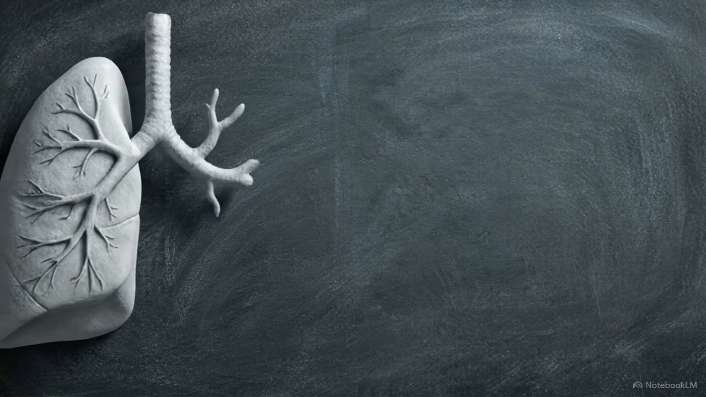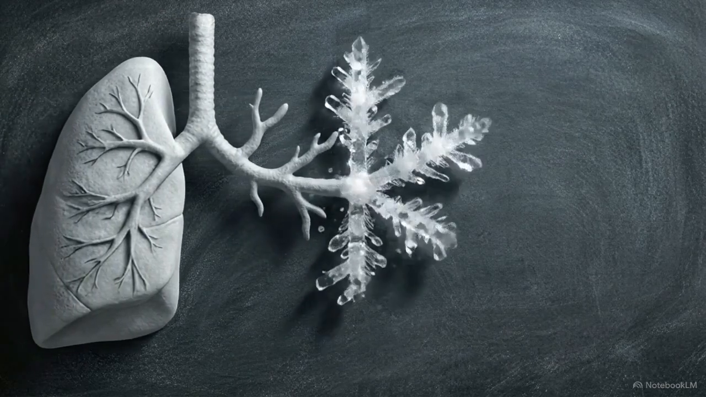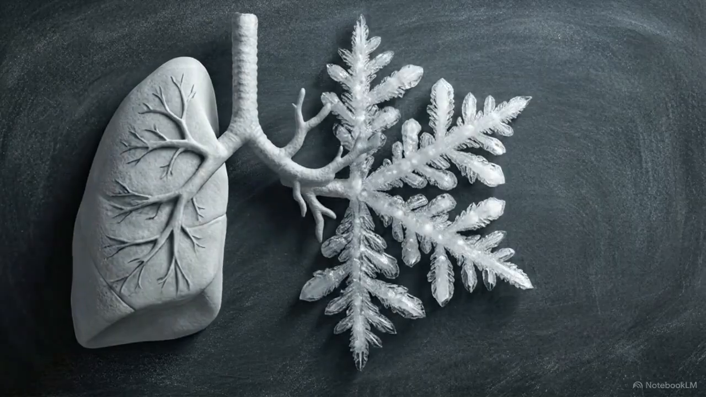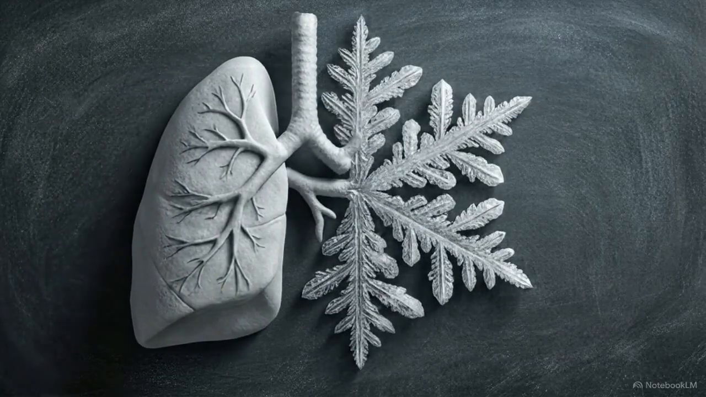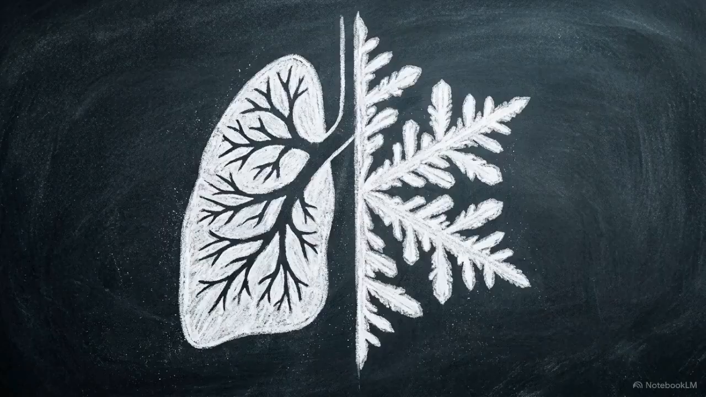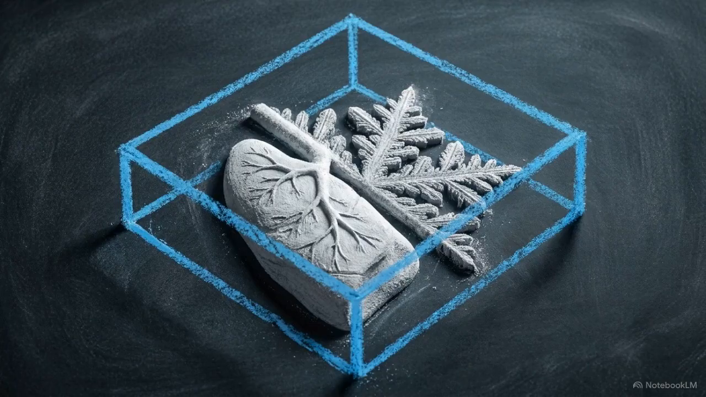Examine the vascular network of a human lung alongside the arms of a growing dendritic snowflake. These two structures have entirely different origins, but they share an identical geometric pattern. They both face the exact same physical problem. They must perform massive amounts of transport within strict volumetric limits.